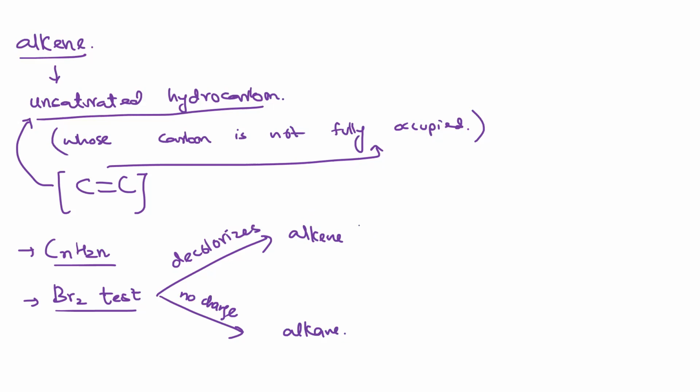There is also the KMnO4 test. KMnO4 does the same. It changes from violet to colorless in an alkene and it shows no color change in an alkane. Do you get it? Yeah.